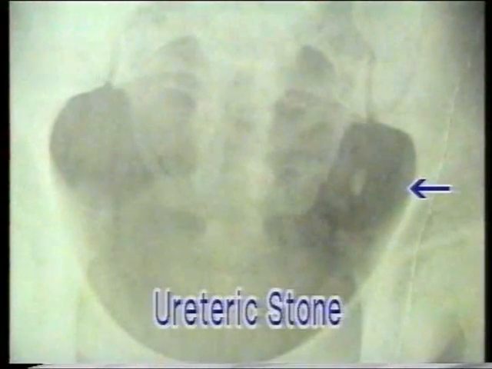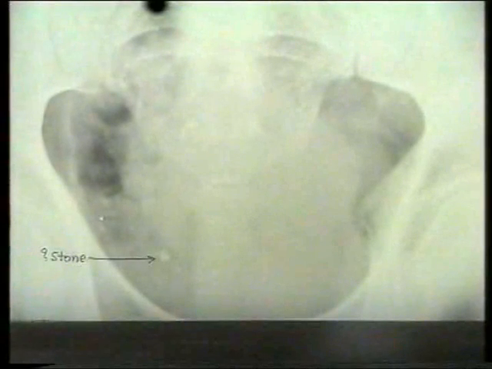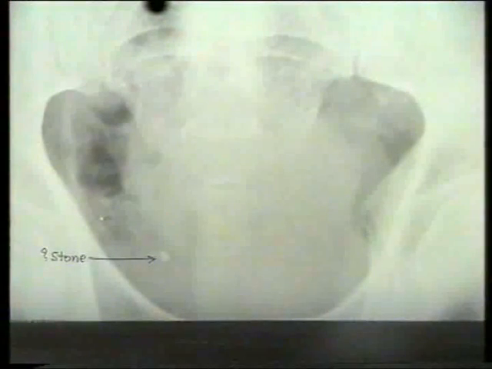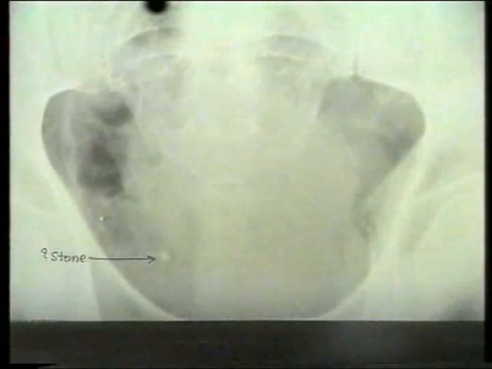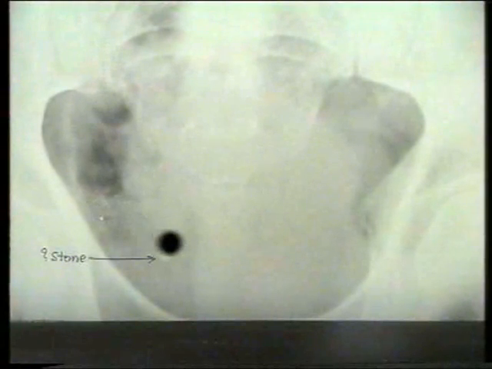This is a stone in the lower third of the left ureter. It is between the sacroiliac joint and the ischial spine. A little below this level, the ureter will turn medially to enter the bladder. This is a ureteric stone at the lower end of the right ureter. Any shadow below this level is unlikely to be a ureteric stone. Let me once again trace the course of the ureters in the pelvis from the front of the sacroiliac joints to the ischial spine and then medially.